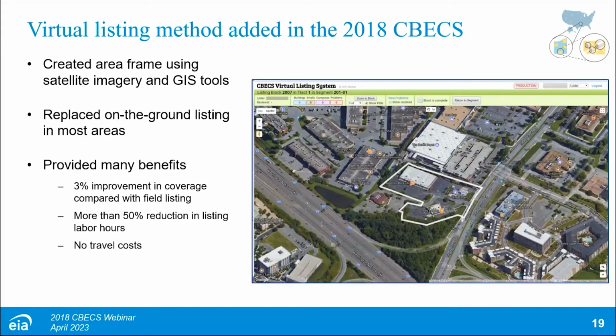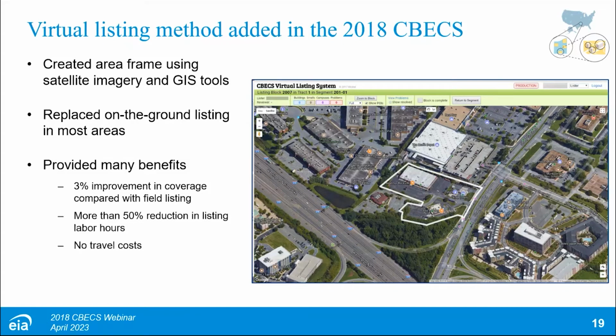So you may have been wondering how we list all the buildings in the selected segments. In the past, we did this with boots on the ground using field listers across the country. They would walk or drive the blocks, writing down information to identify each building, which, as you might imagine, was very costly and it took quite a bit of time. So starting with the 2018 CBECS, we're able to do this remotely using satellite imagery and street level views combined with some other GIS layers.